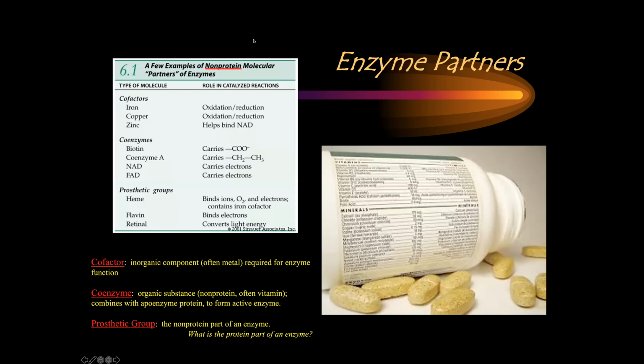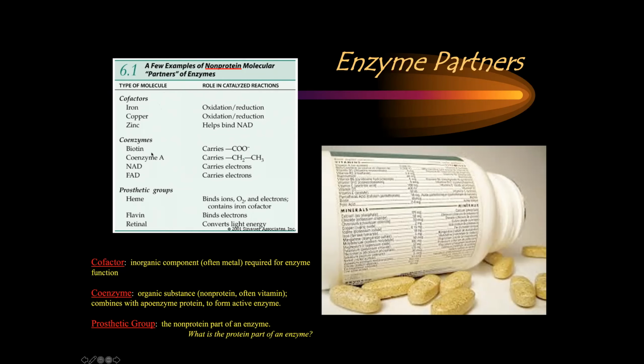Most enzymes do not act alone. They have partners. These partners are categorized as cofactors, coenzymes, and prosthetic groups. What is a cofactor? Cofactors are inorganic, usually a metal. So iron, for example, copper and zinc, they're all cofactors. They're essential. We have to have these things in our diets, but we need very little of them. They're enzyme partners.